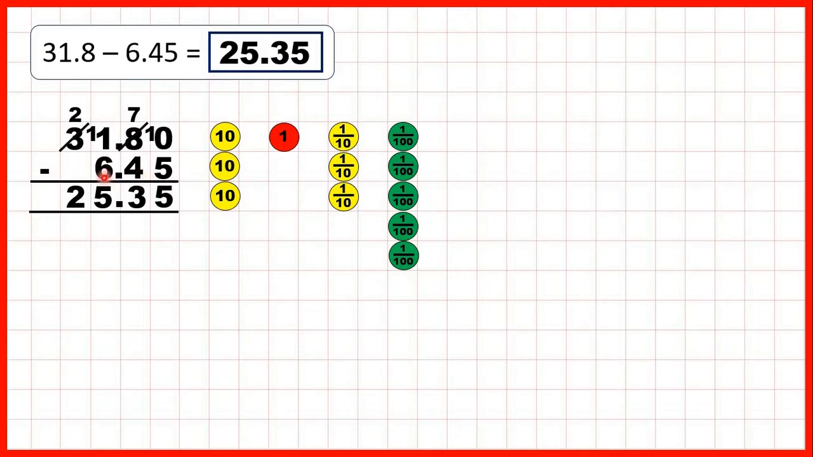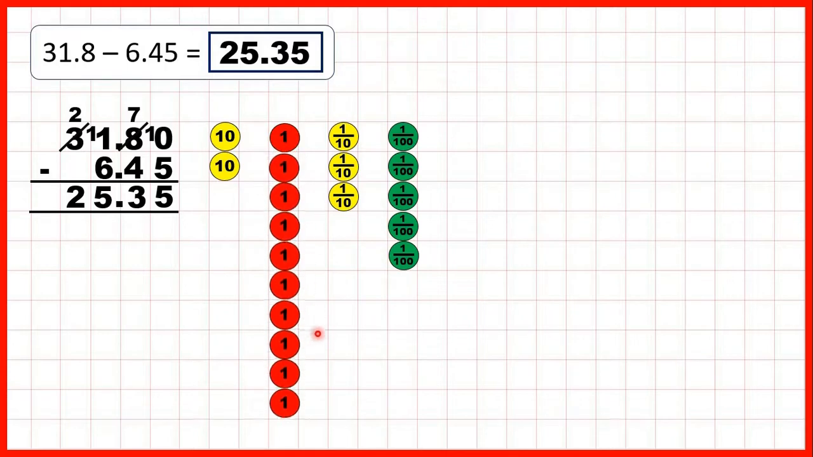Finally, we needed to subtract 6 ones, but to do that, we needed to exchange one of our tens for 10 more ones. So, to subtract 6, we can subtract 1, then exchange, and subtract 2, 3, 4, 5, 6. We didn't need to subtract any tens, so we have our answer 25.35. So that's 2 tens, 5 ones, 3 tenths, and 5 hundredths.